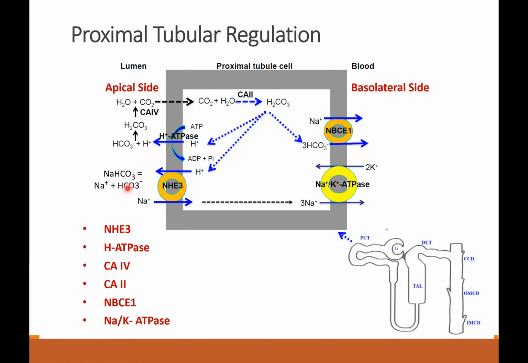The bicarbonate that is there as an ion combines with the hydrogen to form carbonic acid, which by the action of carbonic anhydrase 4 in the lumen, this is the lumen side, this is the blood side, dissociates into carbon dioxide and water. Water readily enters the cell, and then carbon dioxide also diffuses into the cell. Thereby, this bicarbonate has been absorbed. Only constraint is it requires the company of a hydrogen ion.